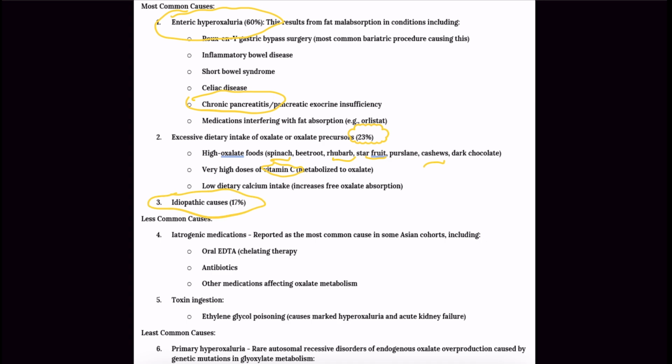There's no explanation. Less commonly, iatrogenic medications like EDTA and certain antibiotics can cause an oxalate nephropathy. And then rarely ethylene glycol poisoning can cause an oxalate nephropathy. The least common causes of oxalate nephropathy are genetic or what's called primary hyperoxaluria.